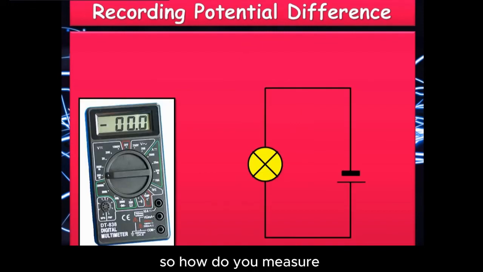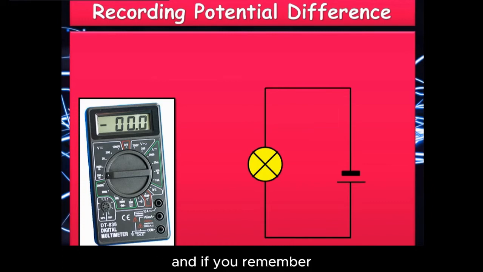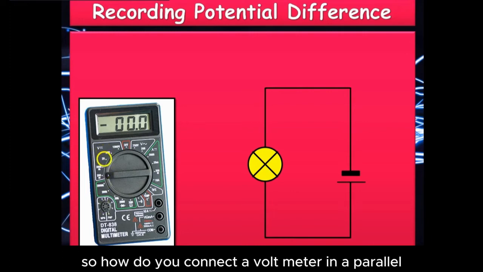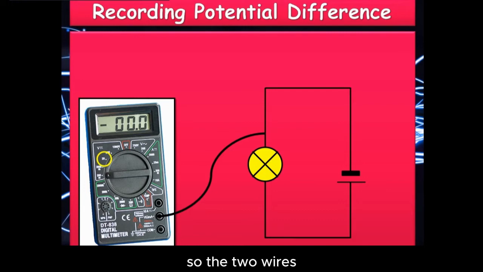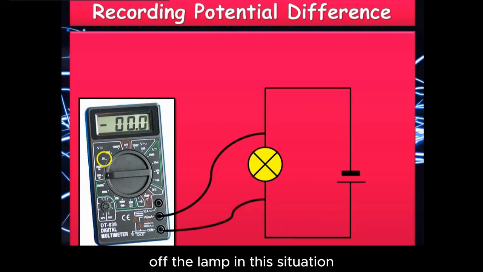So how do you measure the potential difference in the circuit? So the device that is used to measure the potential difference in the circuit is a voltmeter. And if you remember, the ammeter was connected in series in a circuit, but a voltmeter is connected in parallel in a circuit. So how do you connect a voltmeter in parallel? So the two wires of the voltmeter are connected across the two ends of the lamp in this situation, but you could connect the voltmeter across any equipment like.